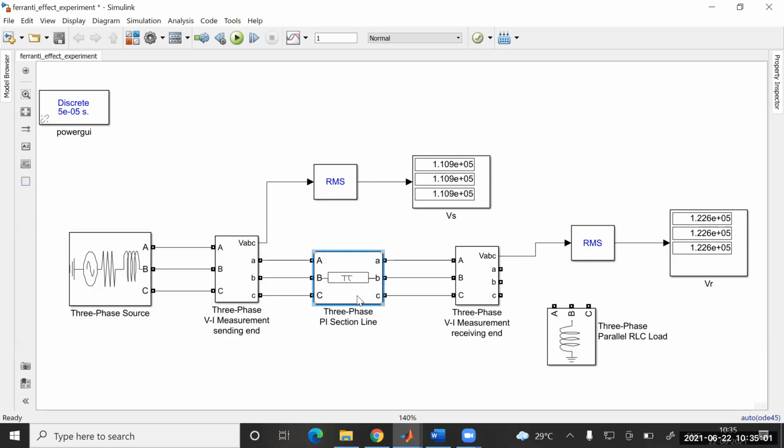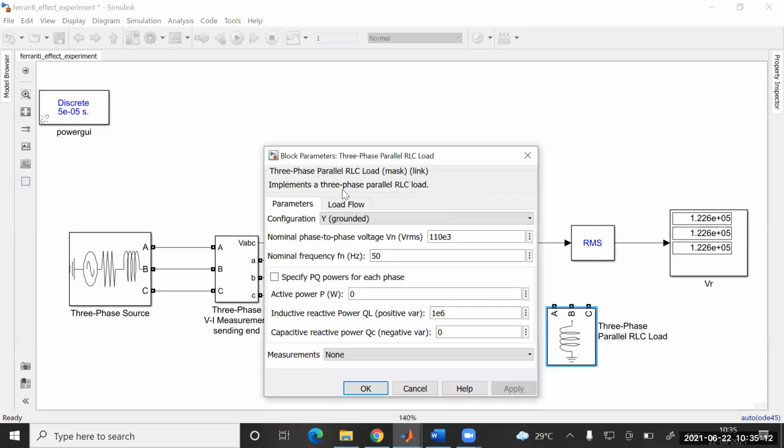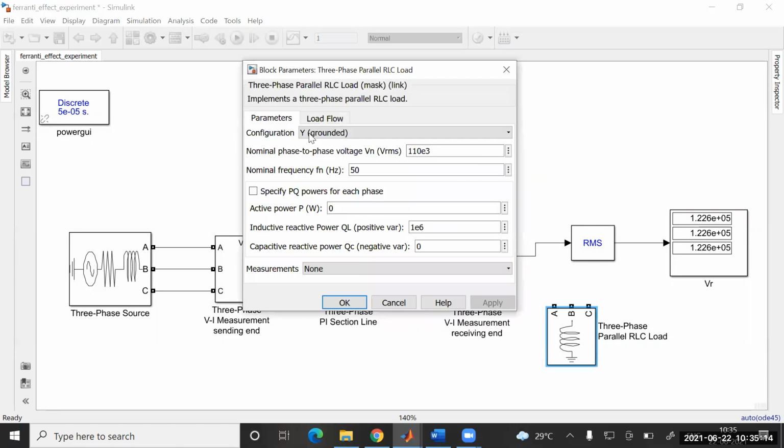So instead of that, what we are doing is adding a parallel RLC load at the receiving end, at this particular end, and that is being converted into the reactor. Shunt reactor means it is a reactor which is connected in parallel. It is not connected in series, it is connected in parallel.